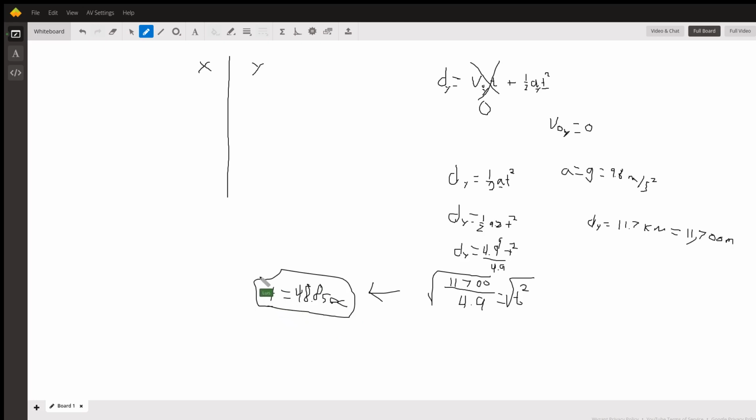Now remember, always keep this in mind: time solves both the horizontal and the vertical components. So when we solve the next part of the question, we're going to use this time to solve everything else. But nothing else works this way. You always have to remember that time is the only component that solves both horizontal and vertical.